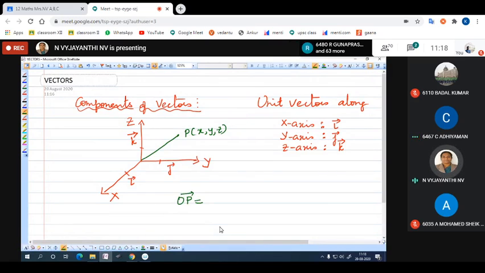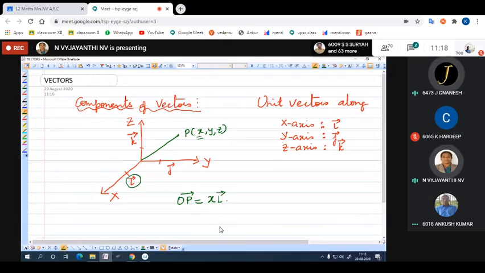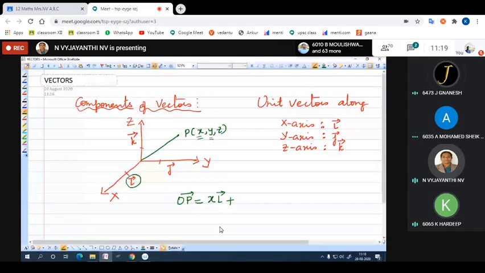What is the distance of the point from the x-axis? How far is the point from the x-axis? It is x units away from the x-axis. So x into, what is its vector along the x-axis? x i vector. How far is the point away from the y-axis? y units. What is the vector along the y-axis?